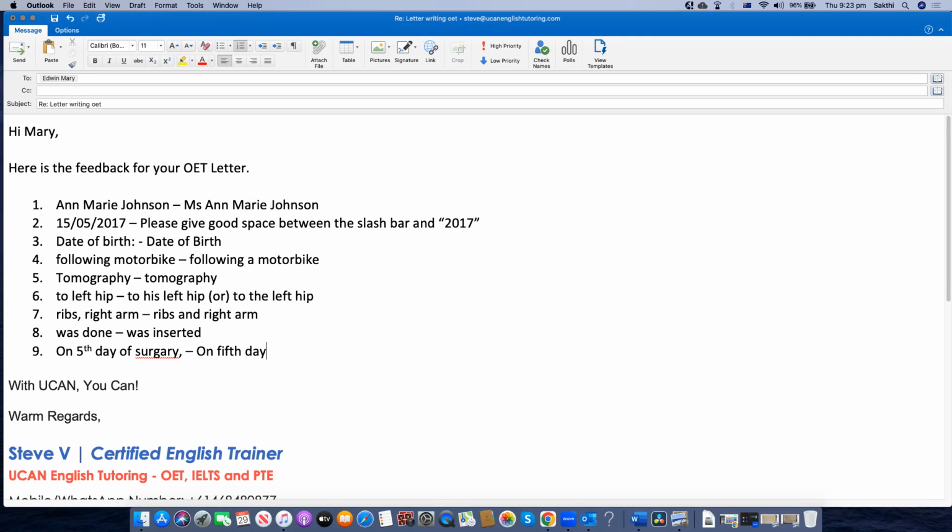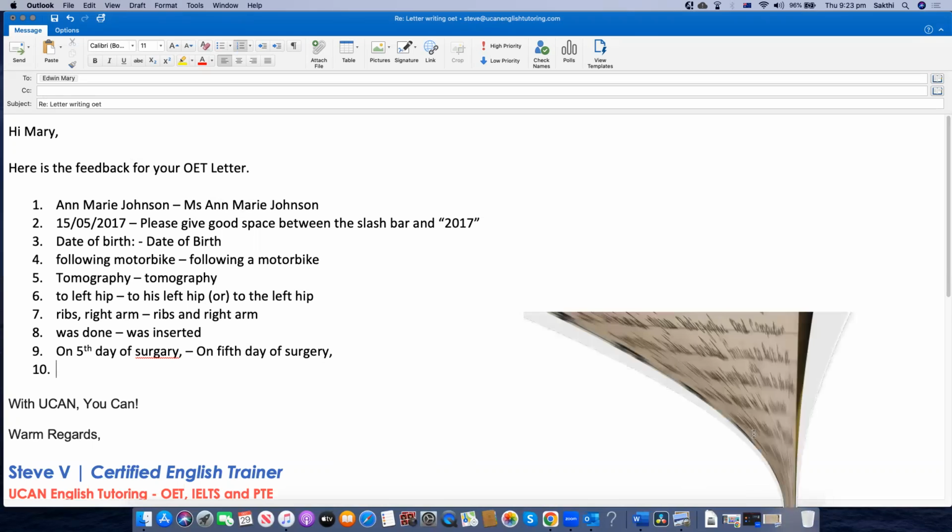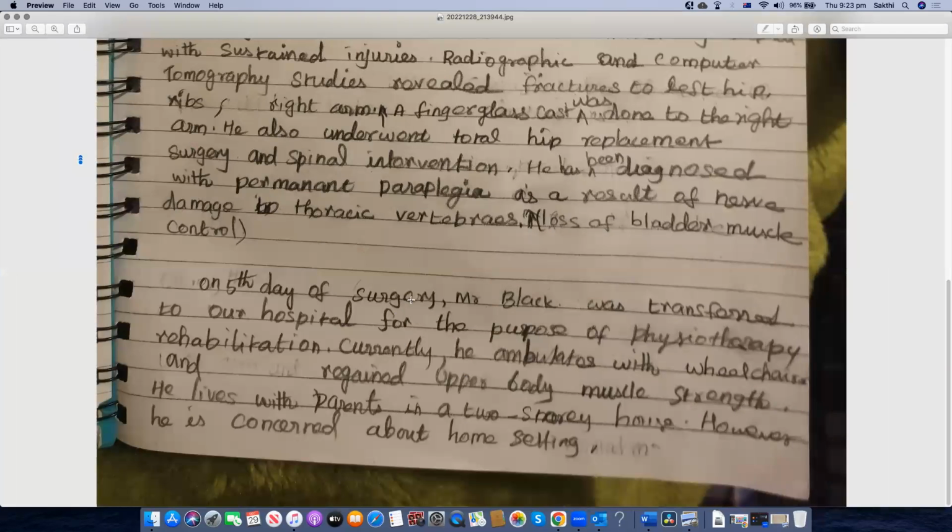Your handwriting doesn't need to be beautiful, but it needs to be readable. I mean, the examiners should be able to understand what you're writing down, isn't it? So on the fifth day of surgery, comma, it should be ERY. I can see that it could be E, but according to me, it sounds like A. Mr. Black was transferred, that's good, transferred to our hospital for the purpose of physiotherapy rehabilitation. Okay, that's good. I'm quite happy with that.